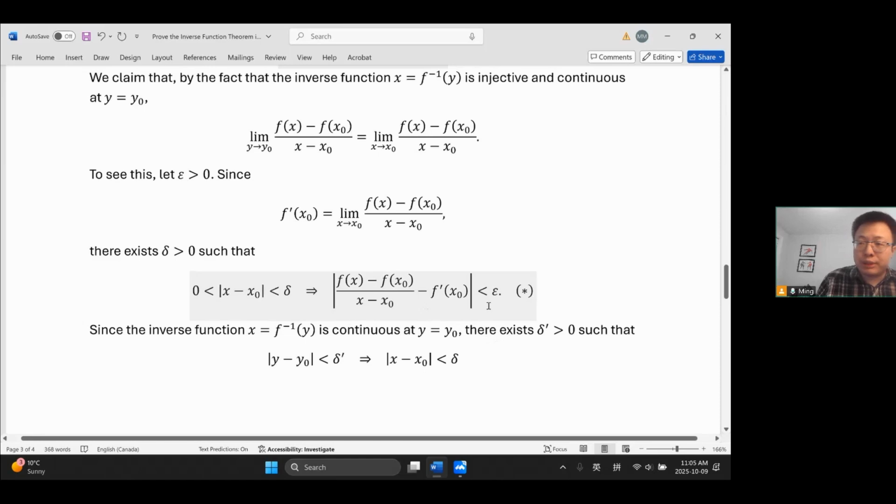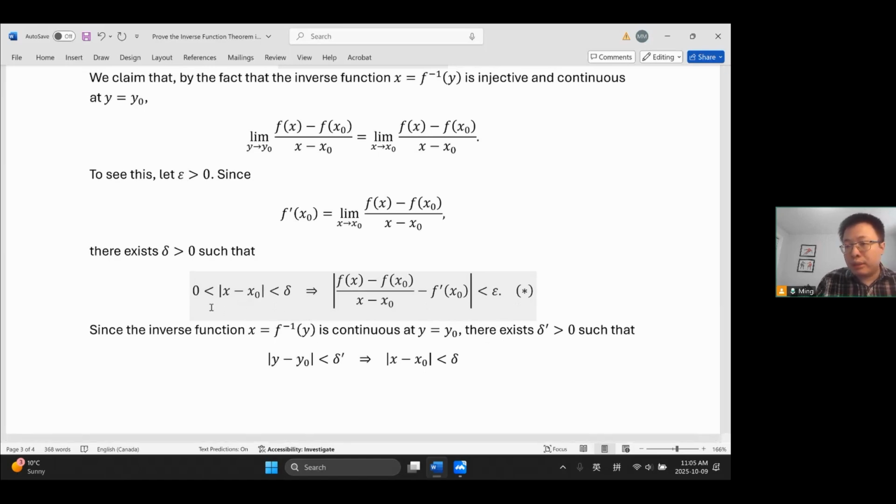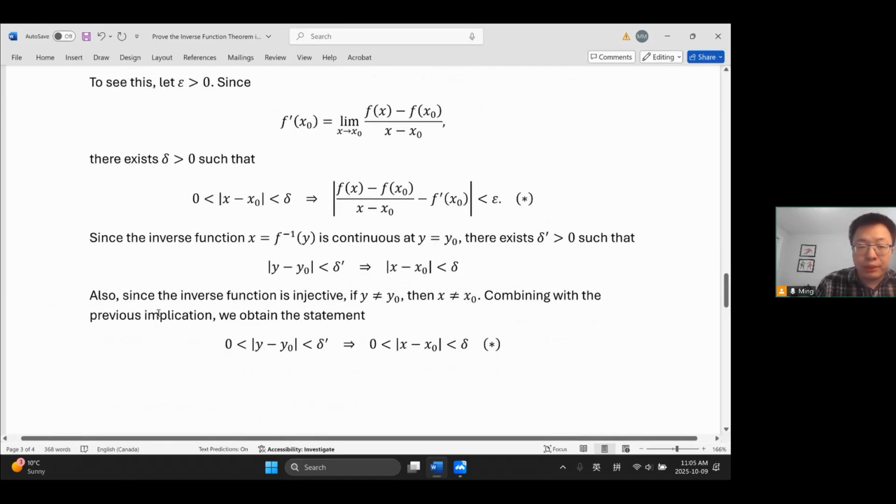But there's one small detail to take care of. That is, in the front part of the implication star, we also need the absolute value of x minus x naught to be greater than 0. And that can be justified by the injectivity of the inverse function. So we write, also, since the inverse function is injective, if y is not equal to y naught, then x is not equal to x naught.